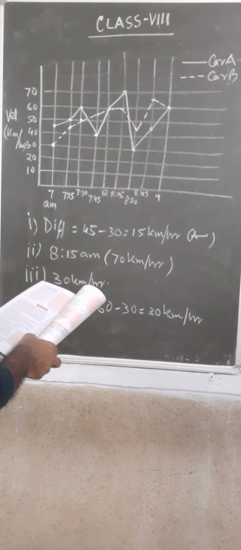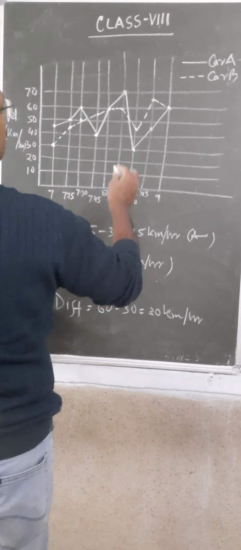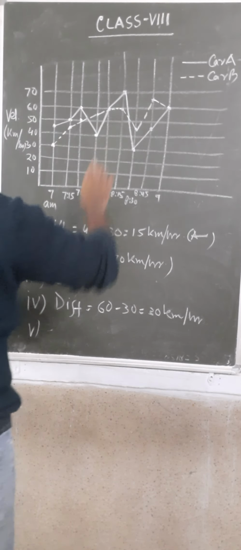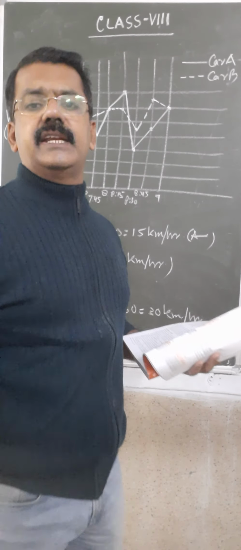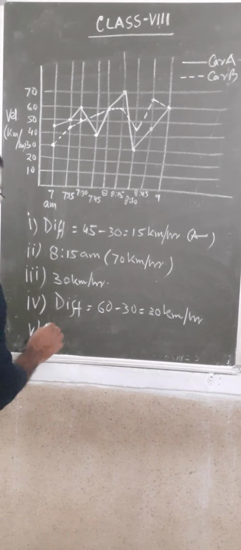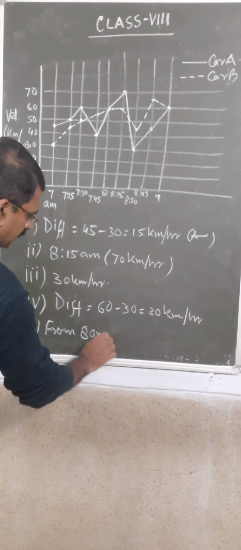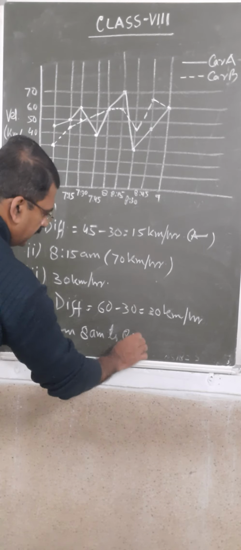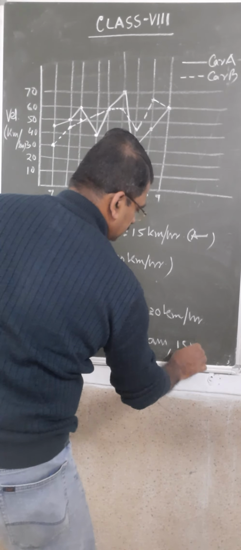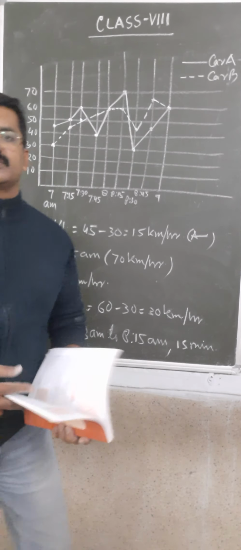And then the last part, for how long does car B move at constant speed? Car B moved from 8 to 8:15, 15 minutes at constant speed. You can see the graph is straight. Means the car velocity was neither increasing nor decreasing, so it was moving with constant speed. So from 8 am to 8:15 am, that means it is 15 minutes.